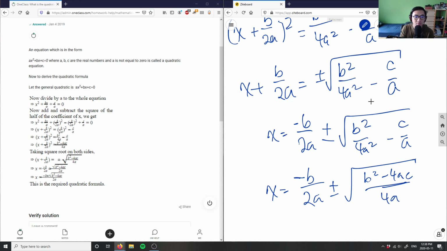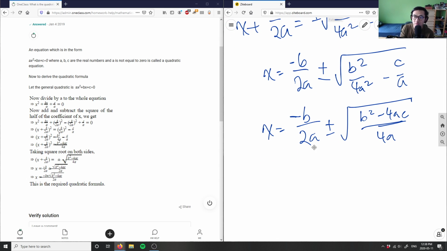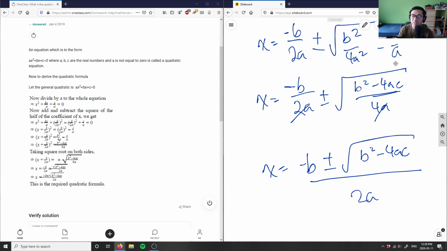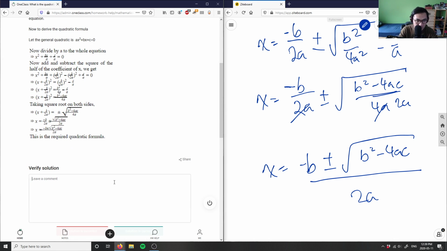And as you can see, we can simply cancel out one of the 2a's here. So these cancel out. So you have x equals minus b plus or minus the square root of b squared minus 4ac, all over 2a here. So this here is how you derive the quadratic equation. Again, very, very long and very, very tedious, but that is basically what they're doing in this logic. So this solution here is correct.